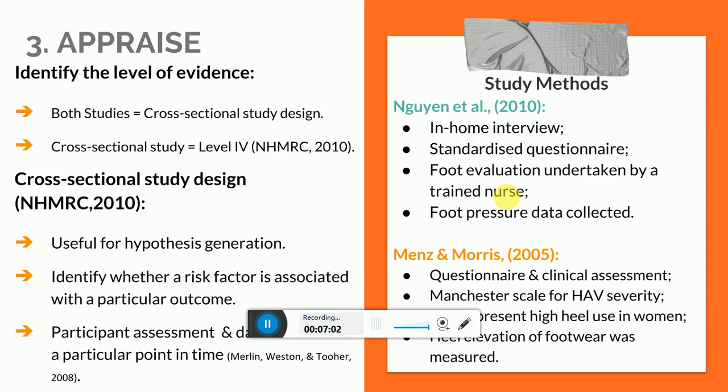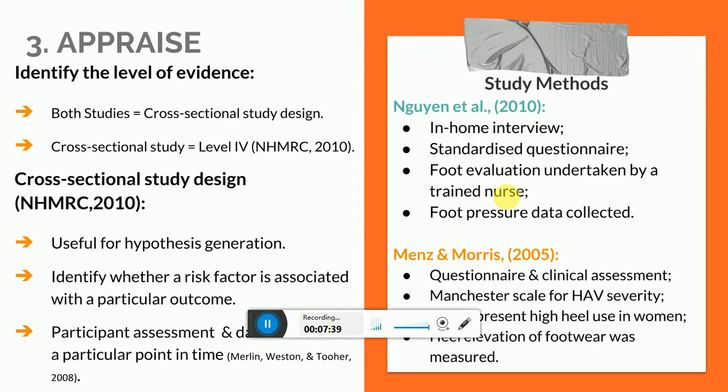Similarly, Menz and Morris gathered information from residents of an Australian retirement village via questionnaire. Furthermore, a clinical assessment and footwear evaluation were undertaken whereby shoe elevation was measured along with length, width, and area. Participants were also questioned on their past and present use of high-heeled shoes, and the Manchester scale was used to determine current HAV severity. Researchers used this data to draw associations between the type of footwear worn by participants and the presence of foot deformities such as hallux valgus.